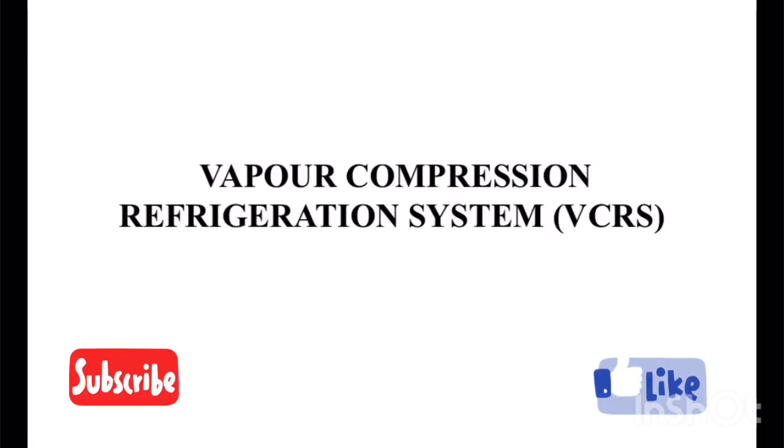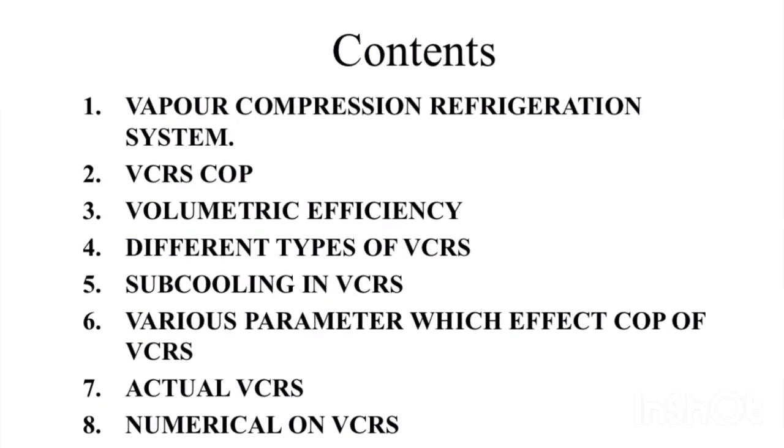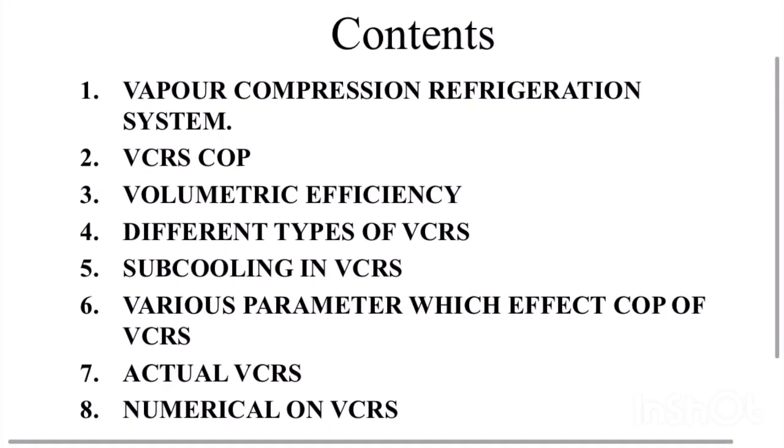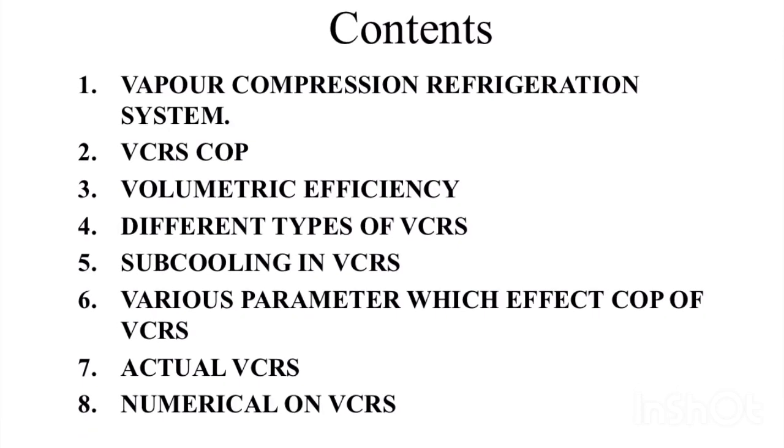Okay, so let's see what we will discuss today about the vapor compression refrigeration system. Second, the vapor compression COP, how we can find it out. Then third, volumetric efficiency, different types of VCRS cycle. Then subcooling in the VCRS cycle. Then various parameters which affect the COP of VCRS, and actual VCRS and numericals. Okay, so let's see first.